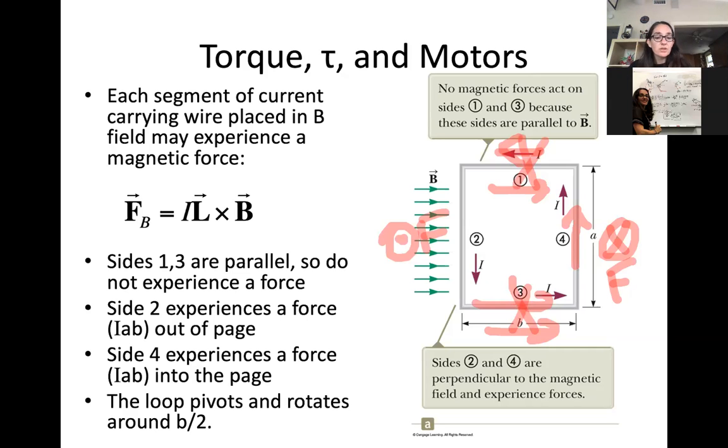All right, so let's go a little bit further. So we've determined that top and bottom are parallel and anti-parallel. They don't contribute, but right and left, they're going into the board and out of the board. And if I were to clamp it somewhere, it would start to spin. Okay, I'm gonna disappear for a little bit.